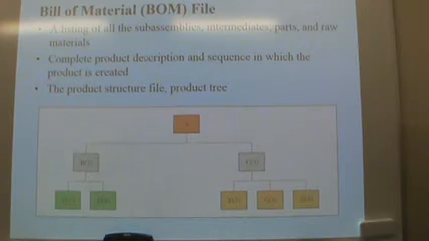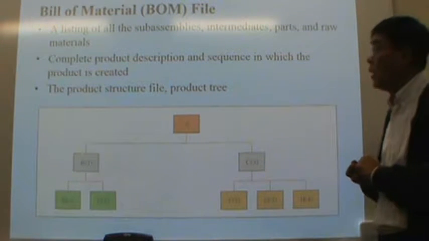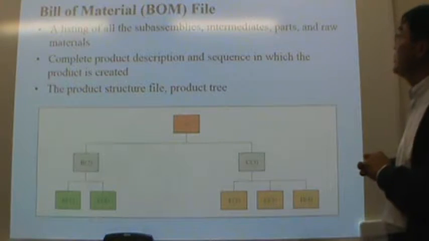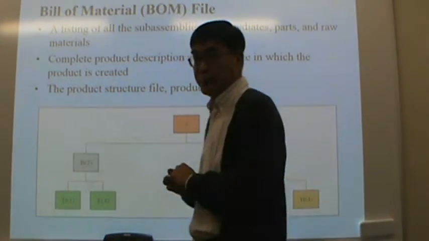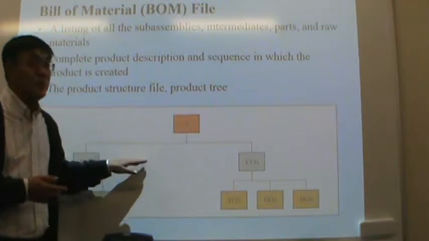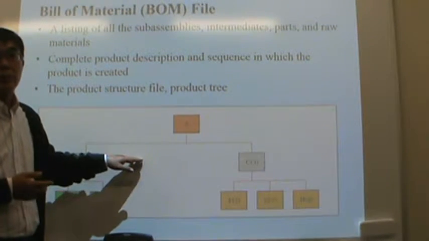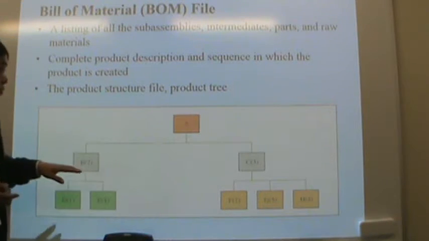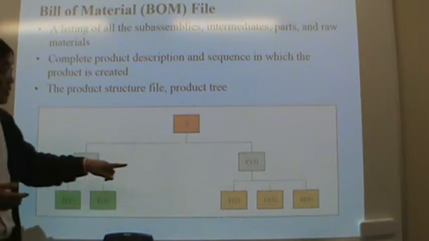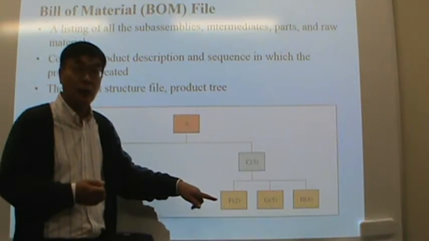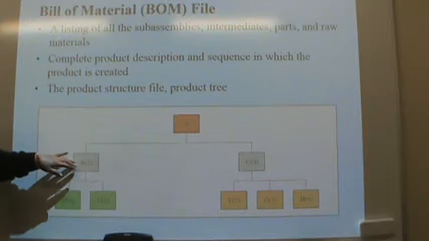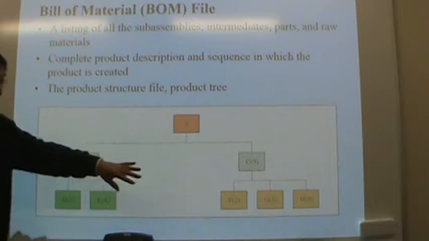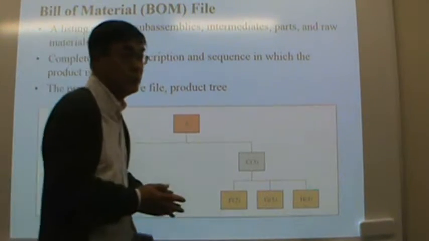And the second required file is the bill of material, BOM, a listing of all the sub-assemblies, intermediates, parts, and raw materials. The bill of material shows the structure of the final product. To produce the final product, we need 2 B parts and 3 C parts, something like Lego. And then to make these components, we need D and E, 4, and so on. The bill of material shows the structure.